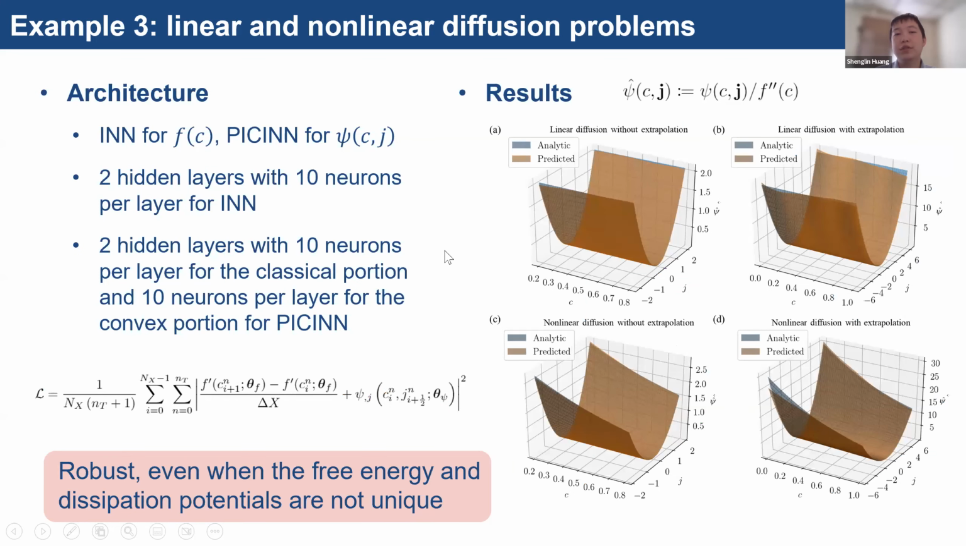But even though F and psi are not unique, we still use our network architecture to learn both these non-unique functions. But finally, for comparison, we only compare the psi hat because it characterizes the constitutive law. So here is the learning result. This is for the linear diffusion and nonlinear diffusion. This is without extrapolation. The right-hand side is with a little bit of extrapolation. So the result is still very good. And even though the free energy and dissipation potential themselves are not unique, the recovered constitutive law to describe the diffusion is unique.